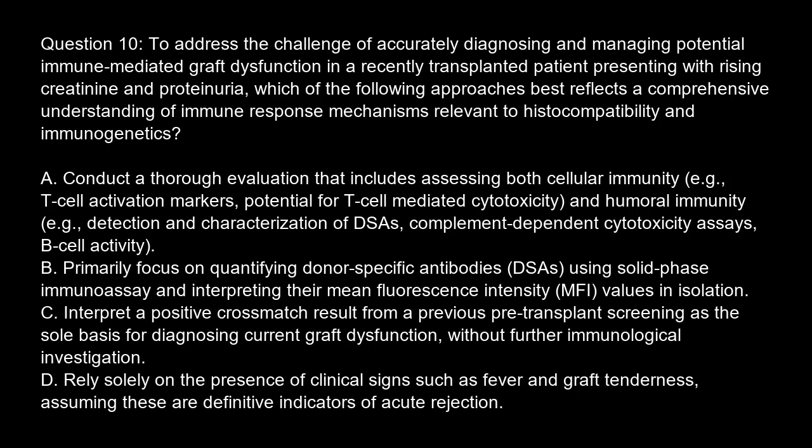Option B. Primarily focus on quantifying donor-specific antibodies, DSA, using solid-phase immunoassay and interpreting their mean fluorescence intensity, MFI, values in isolation. Option C. Interpret a positive cross-match result from a previous pre-transplant screening as the sole basis for diagnosing current graft dysfunction, without further immunological investigation. Option D. Rely solely on the presence of clinical signs such as fever and graft tenderness, assuming these are definitive indicators of acute rejection.